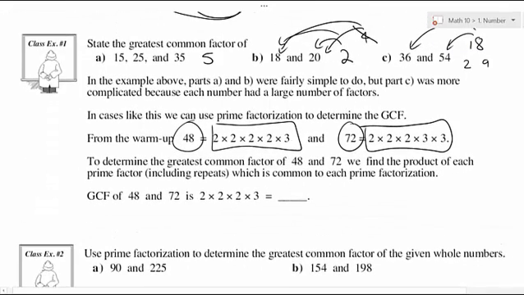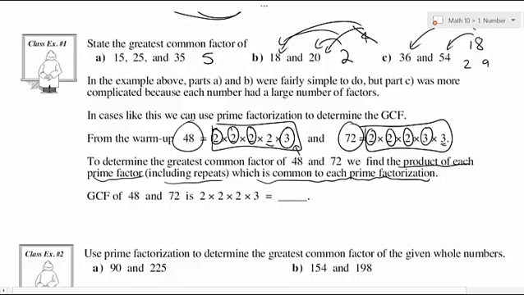So really, to determine the greatest common factor of those numbers, we find the product of each prime factor, including repeats, which is common to each prime factorization. Let's make that real easy. If I see a 2 here, I circle that 2 there. I see a 2 here, and I've got a 2 there. I've got this 2 here, and I've got this 2 there. I see this 2, but there's no friend over here, so I'm not going to circle that one. I see this 3, and there is one over here. I look at this 3, but there's not another 3 over here.